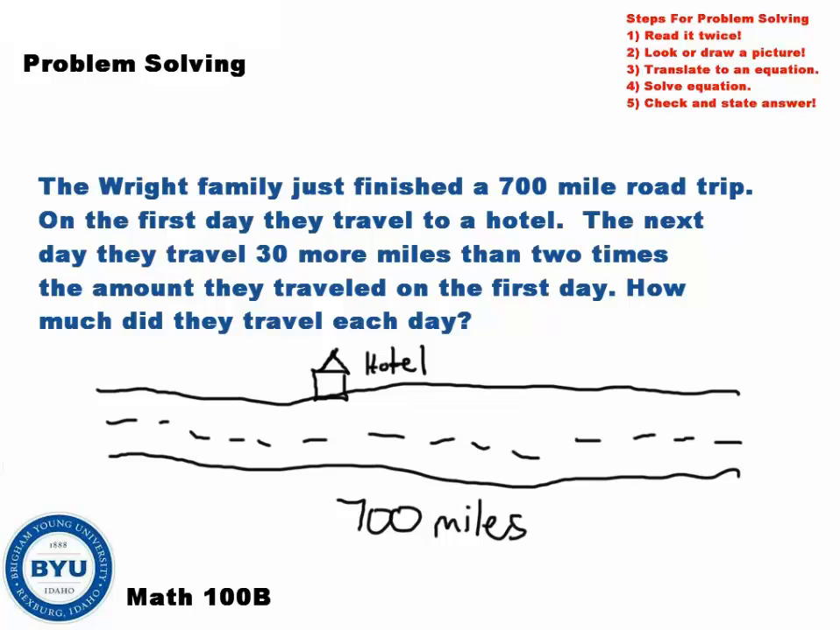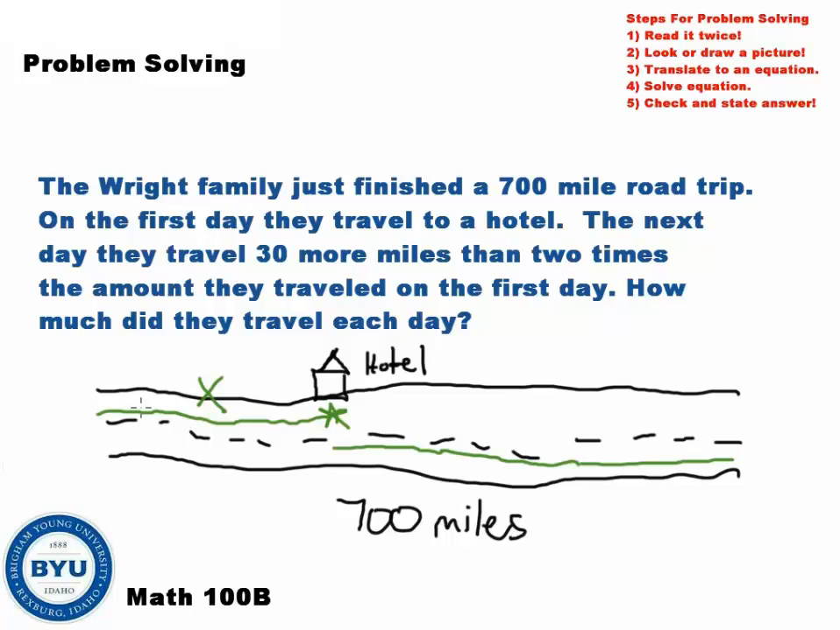Okay, that's kind of how the problem gets cut. Remember, we're talking about cutting problems. So they traveled a certain amount one day. They stopped at the hotel. The next day, they then traveled, hopefully on the right side of the road, and they finished up. Now, these 2 days put together will add up to 700 miles. So we need to define a variable. Let's define the variable x as how much they traveled the first day.